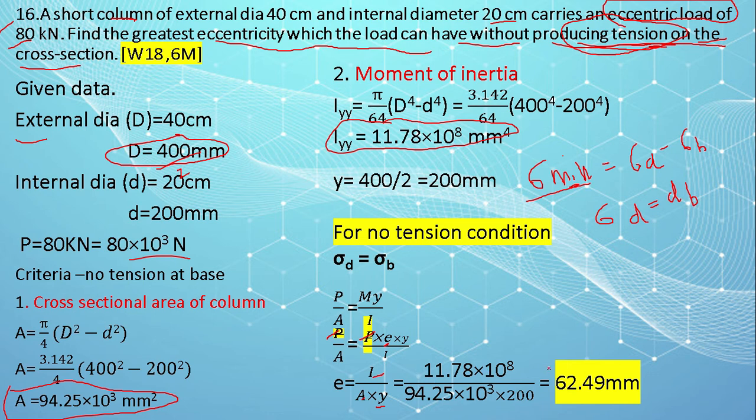So after solving this equation we get 62.49 mm. So this is the maximum eccentricity that can be applied on this column. So there will be only compressive forces. Beyond this eccentricity there will be tensile forces as well as compressive forces in the column.